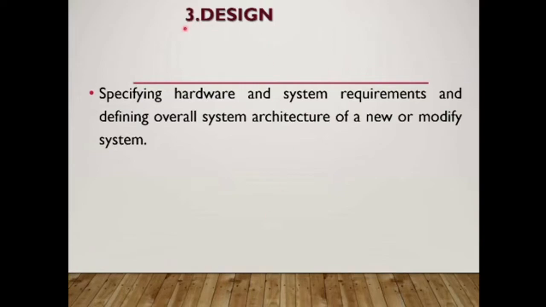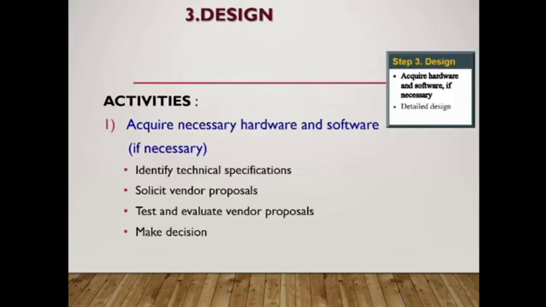Now let's see the third phase, which is design. So in design, we're going to specify the hardware and system requirements and define the overall system architecture of a new or modified system. Maksudnya adalah, dalam design step ni, aktiviti yang kita perlu lakukan adalah we need to acquire necessary hardware and software. So, kalau ada keperluan dari segi hardware dan software, so kita kena dapatkan lah. So, we need to first identify technical specifications. Then we need to go and find the vendor proposals, then test and evaluate vendor proposals, then we need to make a decision.